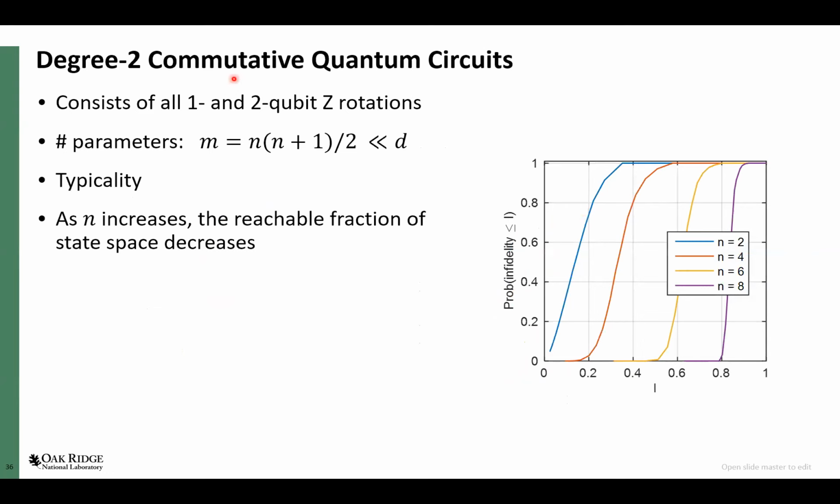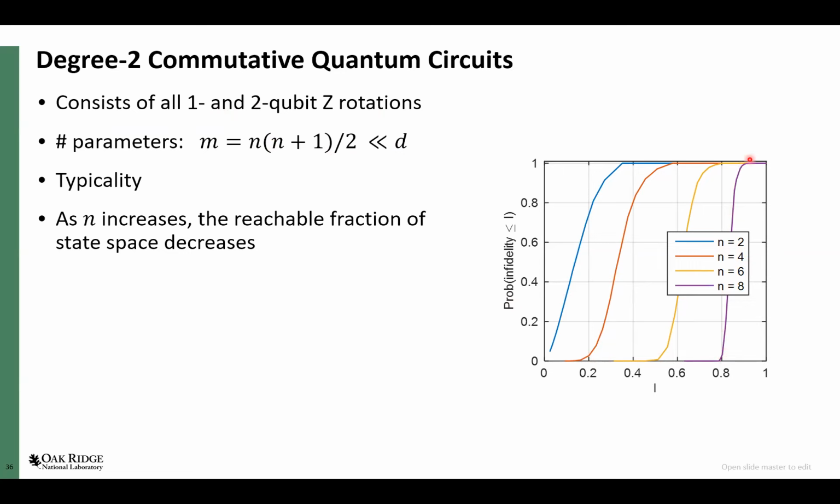I also worked out the case for commutative circuits that consist of all 1 and 2 qubit rotations. And what we find is that, as you might expect, since the number of parameters is much smaller than the dimension of Hilbert space, as we go to more and more qubits, we're able to reach a progressively smaller and smaller fraction of Hilbert space. So as we go up to 8 qubits, we're already finding that most of the states are at a distance 0.8 from what we can reach.